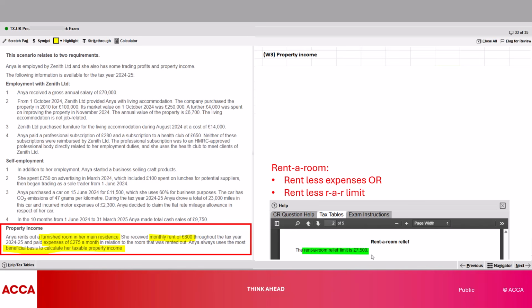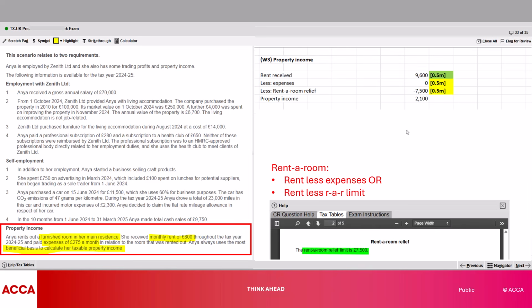So here, we need to work out the annual amount, but I think it's fairly clear that the expenses are going to be less than 7,500. So we've got the rent, nothing for the expenses, and we claim the rent-a-room relief of £7,500. And that's the property income of 2,100.